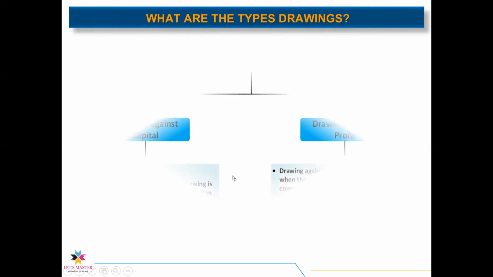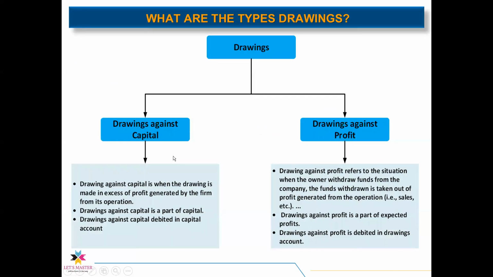Now, what are the types of drawings? There are two types of drawings, that is drawings against capital and drawings against profit. Drawings against capital is when the drawing is made in excess of profit generated by the firm from its operations. Drawings against capital is part of capital, and drawings against capital is debited to the capital account.